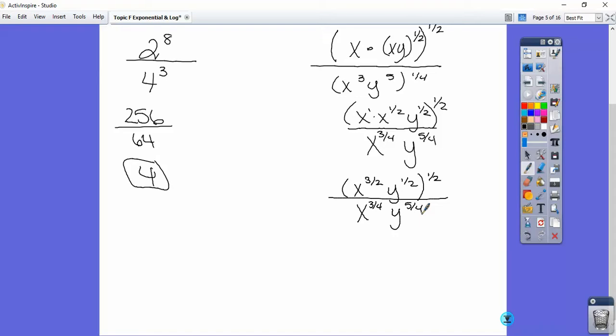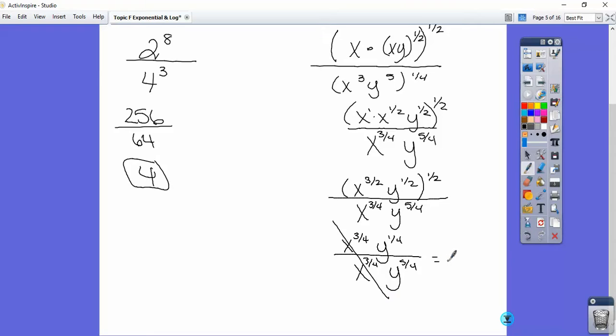Let's distribute our 1/2. So we have to multiply it with the exponents there. So 3/2 times 1/2 would be 3/4. Y to the 1/4. What happens to my x's? They cancel. It's the exact same thing on top and bottom, so that's fine.